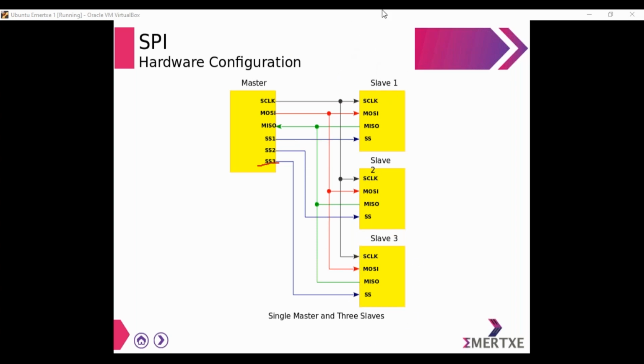So it can communicate as of now with only one slave at a time. You may have multiple slaves in the network, but it can communicate with one slave at a time. So that is the single master multi-slave communication protocol. As the number of slaves increases, the number of slave select lines is also going to increase. Understood this configuration?